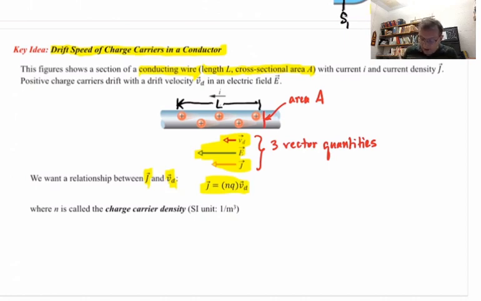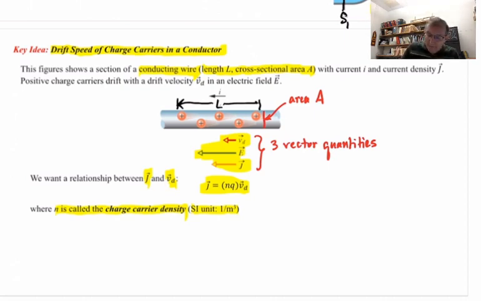J vector equals little n times Q times V_D vector. What is little n? Little n is the charge carrier density, the number of free charges per unit volume. SI unit, 1 over meter cubed. It is a property of a conductor. Q, of course, is the charge of our charge carriers. Probably going to be just plain old little e. All right, let me show you where that equation even comes from.